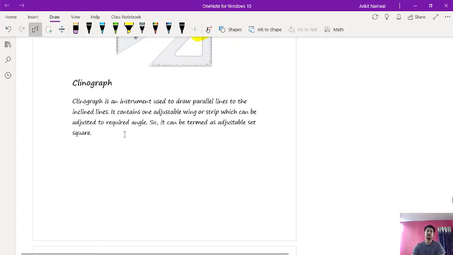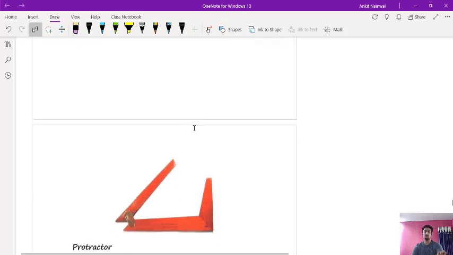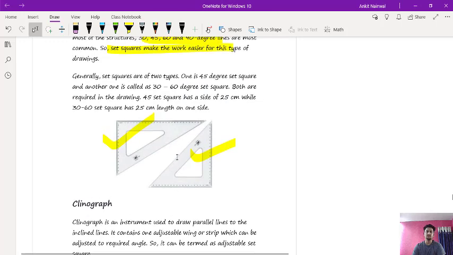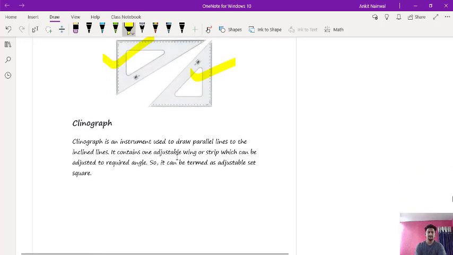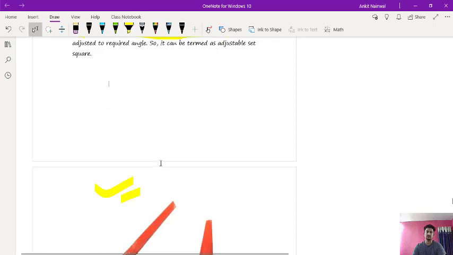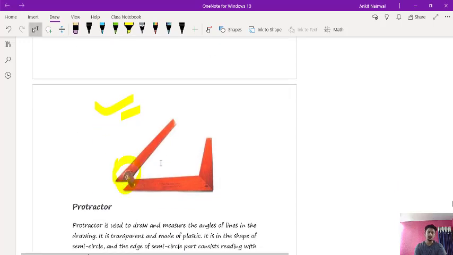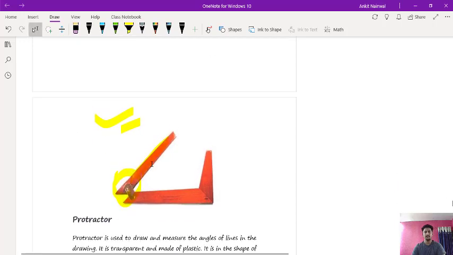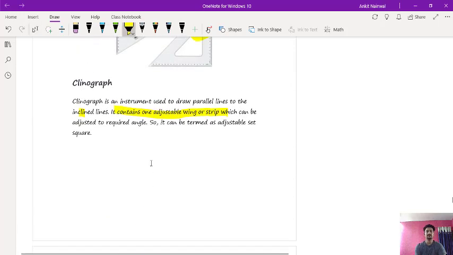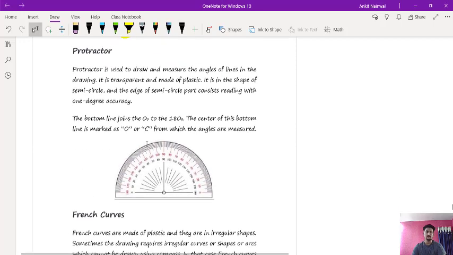Clinograph. Clinograph is an instrument for drawing parallel lines. This looks like this. Okay, this is used for drawing the parallel lines. Inclined lines can also be drawn. It contains one adjustable wing or string. This is the adjustable wing, which can be adjusted to any required angle. So it is termed as adjustable set square.